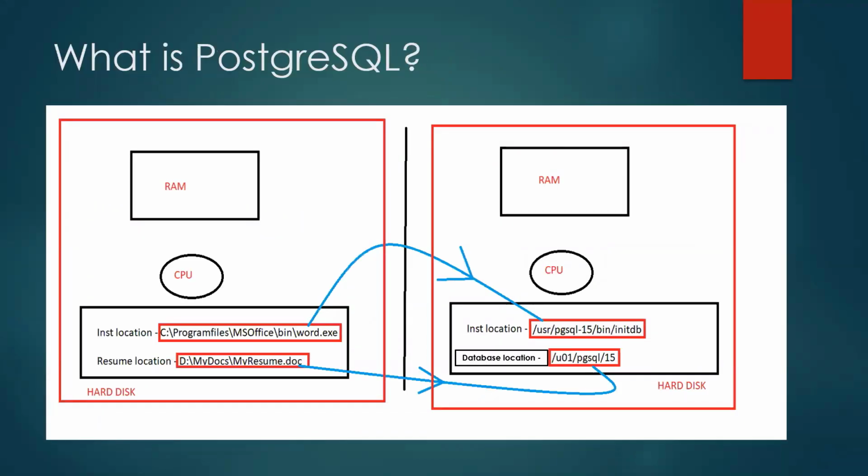What is PostgreSQL? PostgreSQL is simply database software with which you create your databases to store your data. Just like any other software you install on your computer, you install PostgreSQL. For example, I compared it here with MS Word. To work with MS Word, you install MS Office in the installation location, Program Files, MS Office, bin, word.exe, and you invoke that word.exe to create your resume. In the same way, you install PostgreSQL database software to create your PostgreSQL databases. Why do you need to create a PostgreSQL database? To store your data.